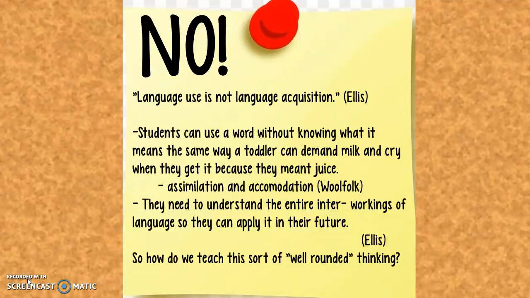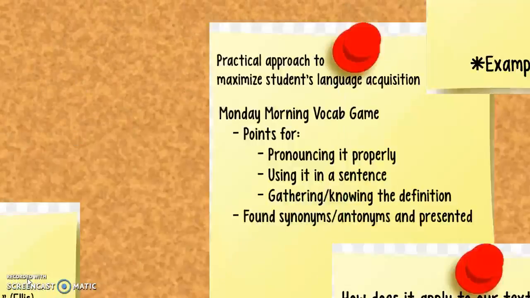In short, assimilation is the ability to learn a new concept that applies similarly to something else that you already know, whereas accommodation is an entirely new concept that needs its own set of characteristics. There are many great examples of what this means in the book Educational Psychology by Anita Woolfolk, which I highly recommend to any prospective elementary school teachers. Students need to understand the entire inner workings of language so they can apply it to their future. So how do we teach this sort of well-rounded thinking?